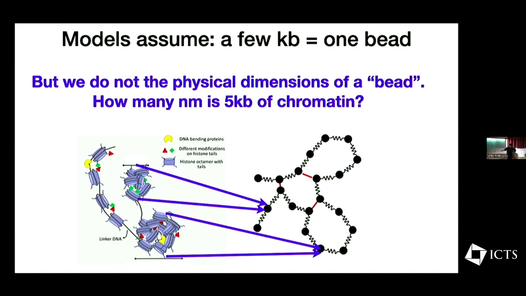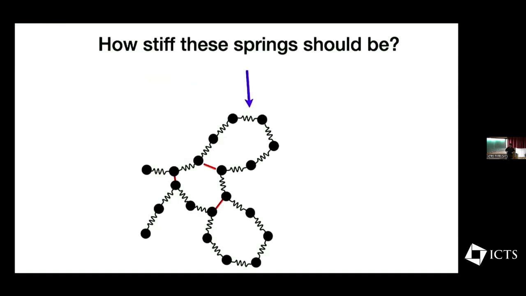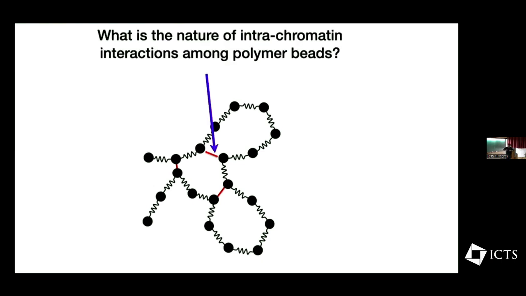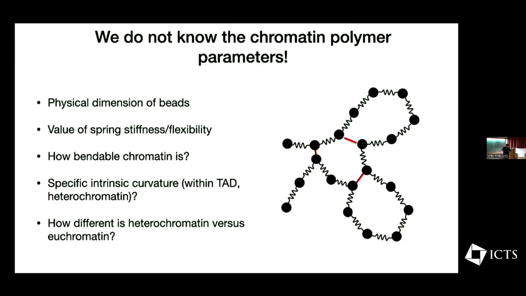And depending on how the chromatin is locally folded, the size of the bead could be very different. We don't know what is the stretchability of this chromatin. In other words, what is the spring constant? We don't know. We don't know what is the interaction between different segments of the chromatin. Are they attractive? How strong are these attractions? So basically, we do not know much about the physical properties of the chromatin.